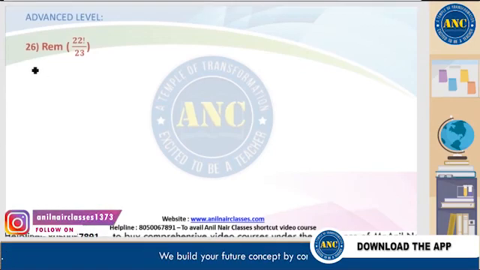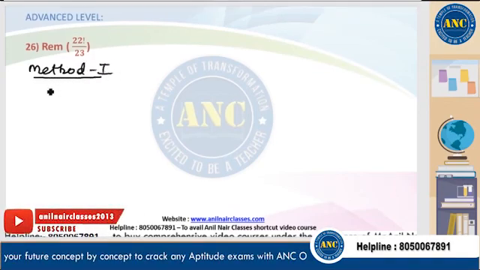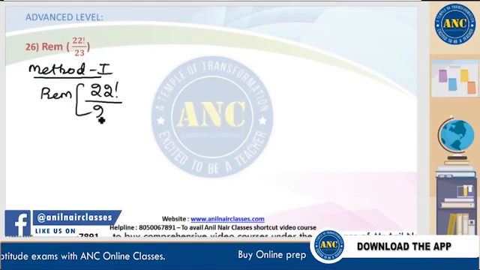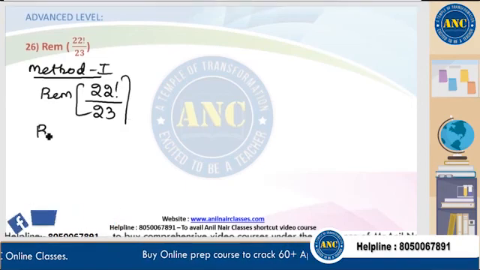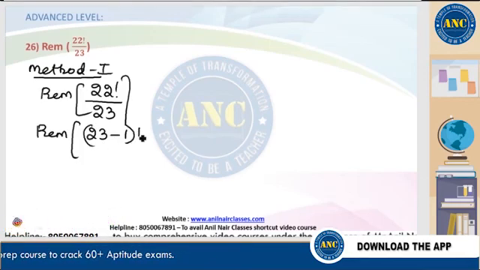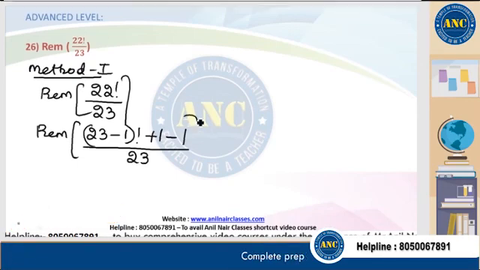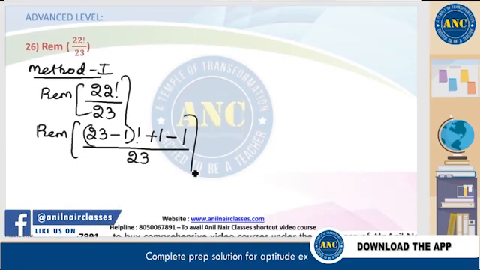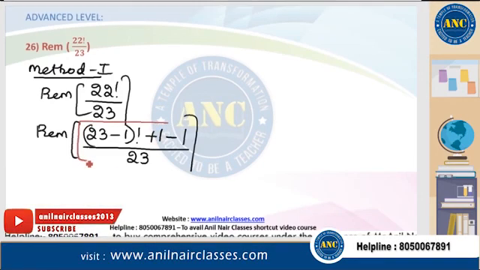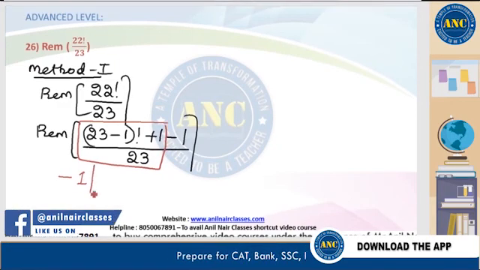Reminder 1: 22 factorial divided by 23. Method 1. Write it down in the Wilson's theorem definition format: P minus 1 factorial plus 1 minus 1, when divided by P. Once you write it in that format, it is very clear that (P minus 1 factorial plus 1) when divided by P, it is 0. 0 minus 1 is minus 1.